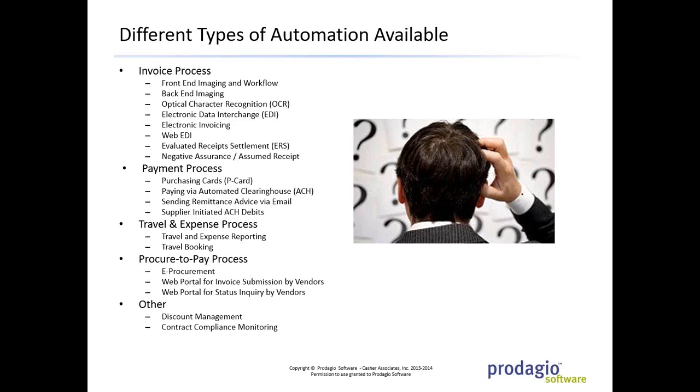Another area that we'd like to look at in terms of accounts payable is the whole payment process. Purchasing cards, paying electronically via an automated clearinghouse, in the case of T&E reporting and payment of employee reimbursement. Oftentimes this is done by a direct deposit. Maybe it's done by a payroll. Sending a remittance advice via email rather than sending postage. The last area is supplier-initiated ACH debits. Not very widely used, but can be very effective.